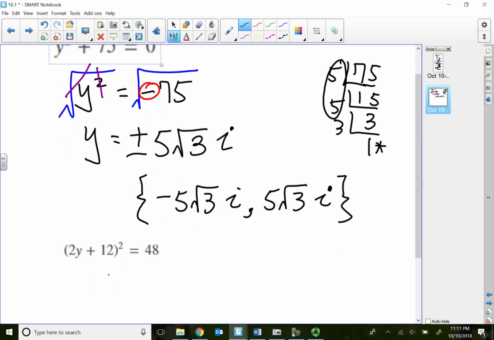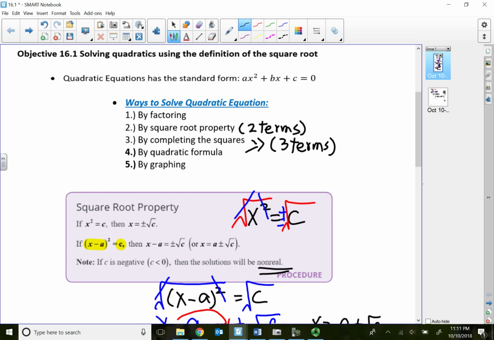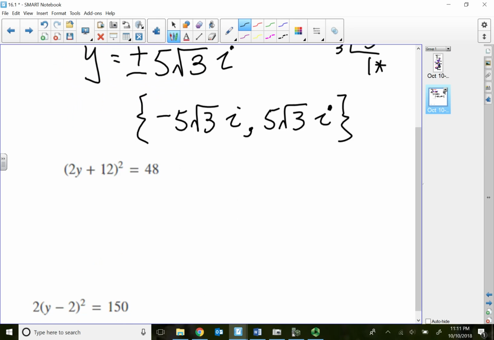All right, let's look at this one, okay? So this one looks just like the form x minus a, whole thing squared, equal to c. Most students were actually trying to multiply this out. This thing on the left side looks just like a perfect square binomial, or perfect square trinomial: a plus b whole thing squared equals a squared plus 2ab plus b squared. If you want to multiply it out, you can, but that will actually cost a lot more work.